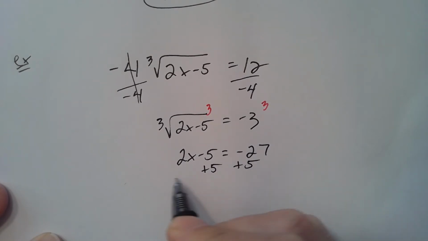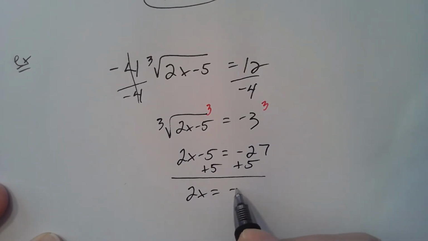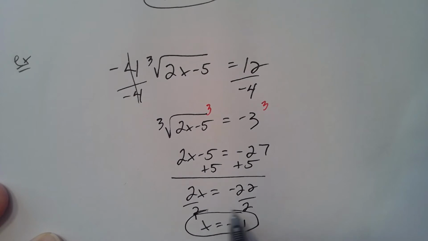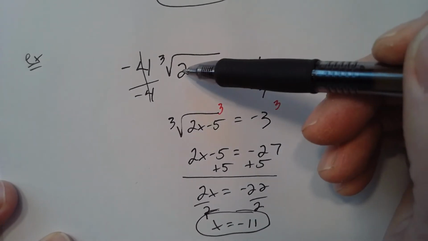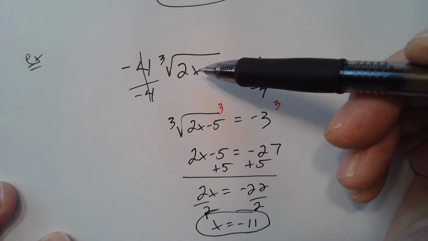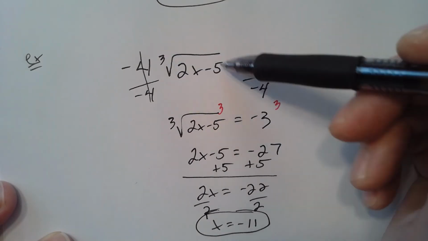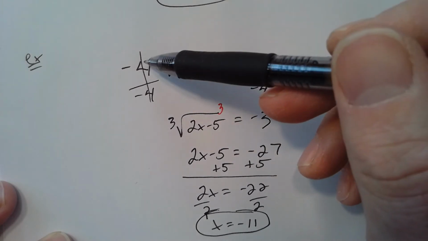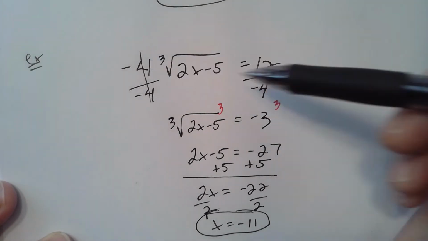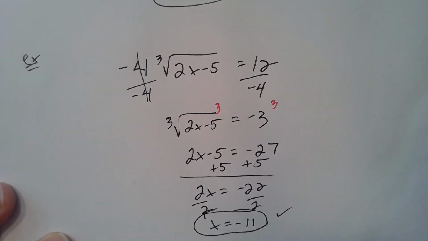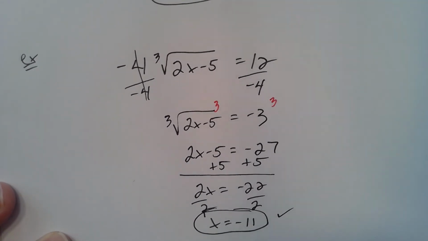And just a couple more steps here. So x is negative 11. Let's see if negative 11 works. 2 times negative 11 is negative 22. Minus 5 is negative 27. The cube root of negative 27 is negative 3. Negative 3 times negative 4 is 12. So it works. So negative 11 is our answer.